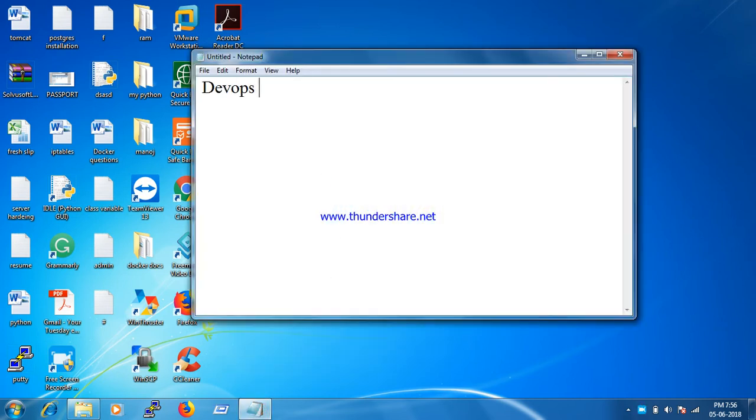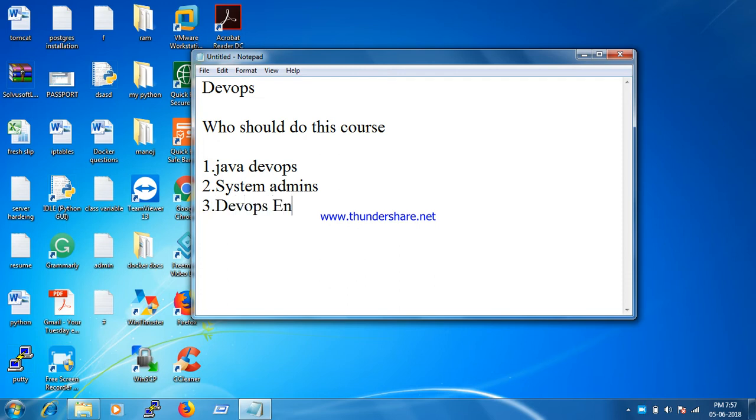This is our topic name, DevOps, and which job profiles should benefit from this course. They should do this course. The job profiles are like Java developers, like system admins, DevOps engineers. So these are the three profiles that would be benefited from this course.